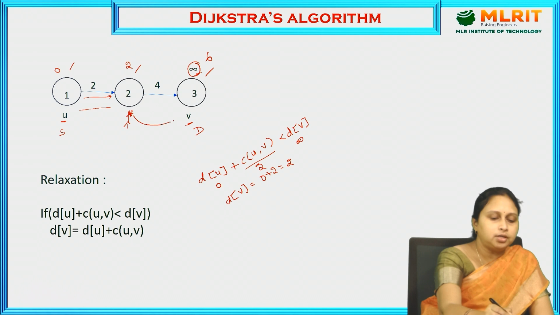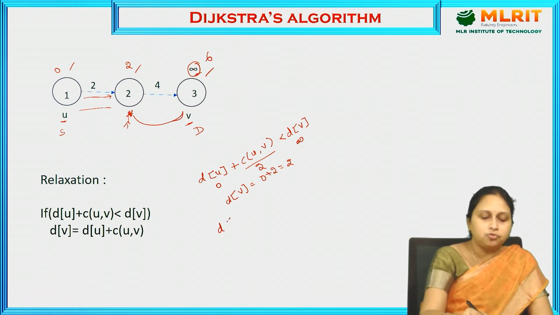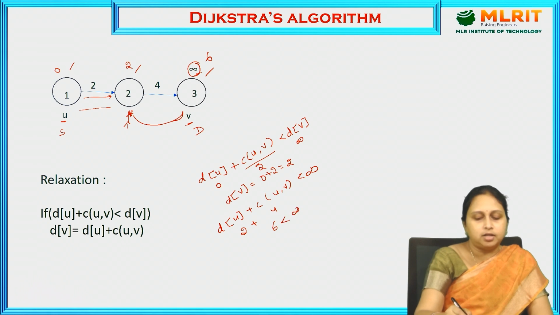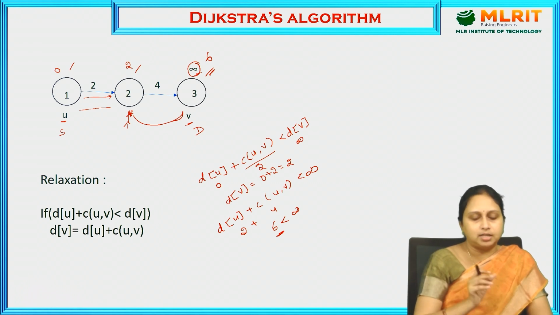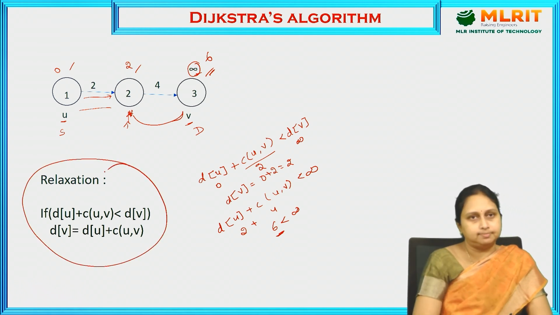Now, from here to here I need to find. What is your d of u value? D of u value is now 2, plus cost of u comma v, which is 4, giving 6. Is it less than d of v, which is infinity? Yes, 6 is less than infinity. Now, I am going to take the minimum value. The minimum value is 6. So I am going to replace the vertex weight with 6. That is, the distance you have found is 6. This way, with this relaxation, we are going to work on Dijkstra's algorithm.